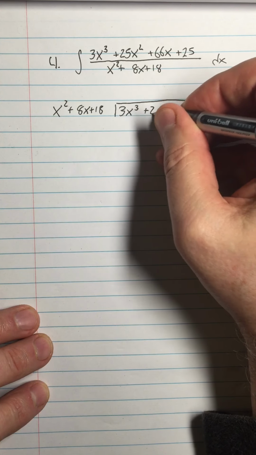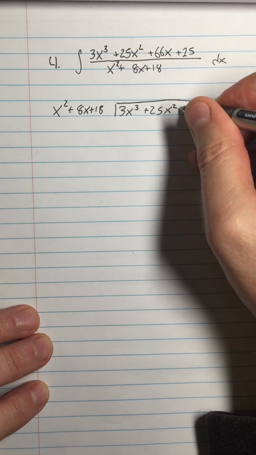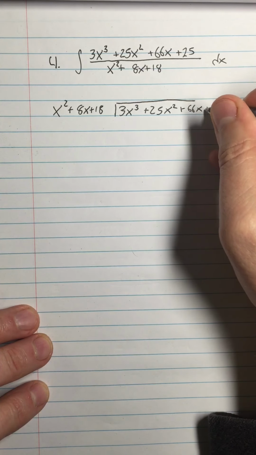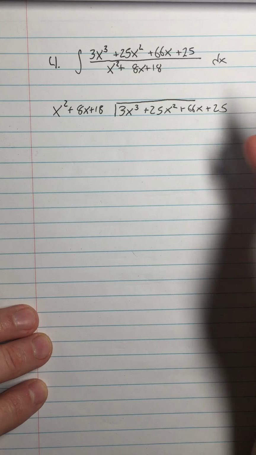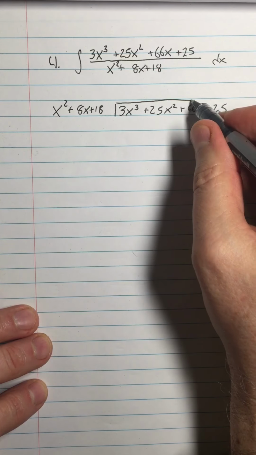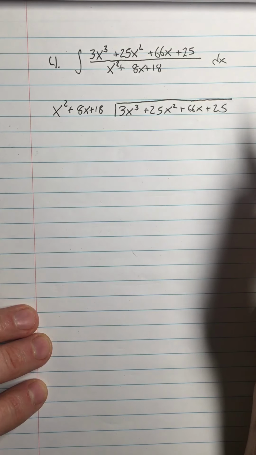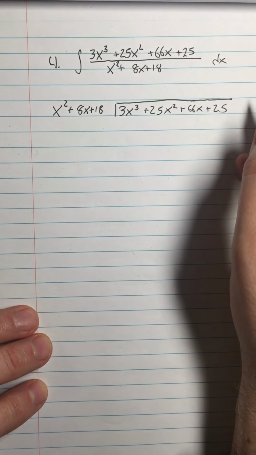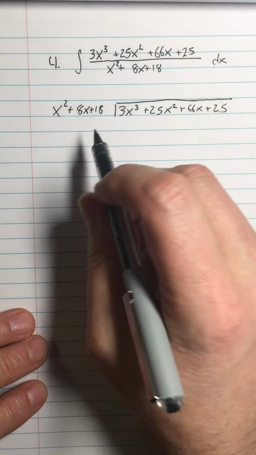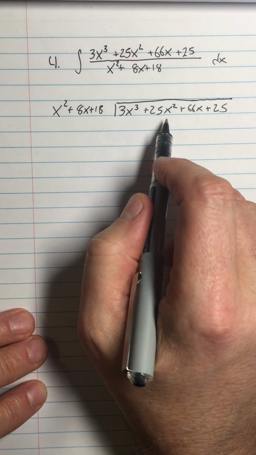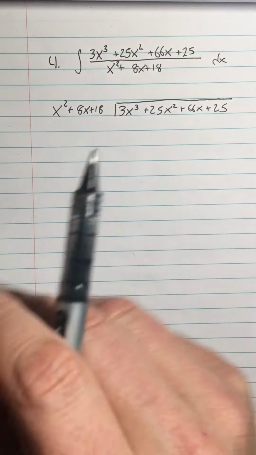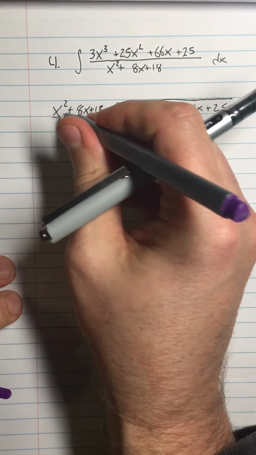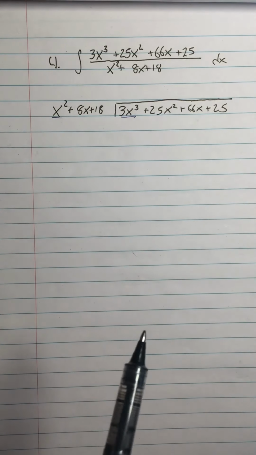3x cubed plus 25x squared plus 66x plus 25. Would I leave it like that? No. Why? Because the division sign does not cover all the terms, just for people who need to have that pointed out. So you can adjust things like that as you go along. Now, how do I divide this into this polynomial? In polynomial division, you start with leading terms. How many times does x squared go into 3x cubed? That's all you have to look at.